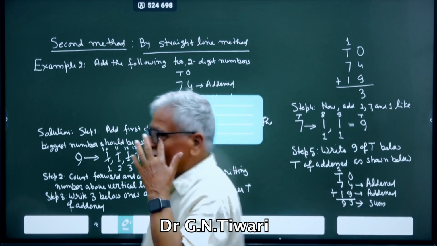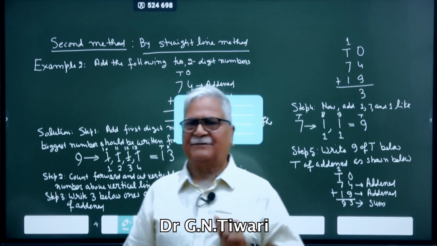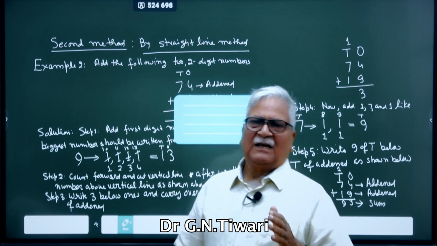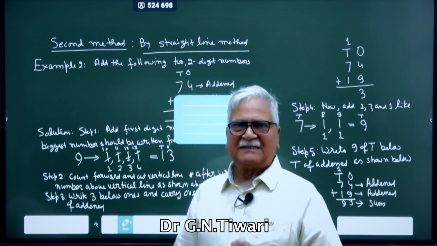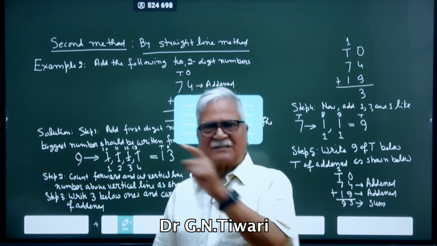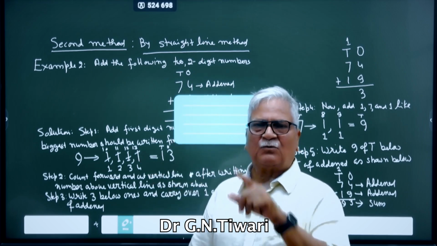These two methods are exactly the same. In both cases forward counting has been used. In the first method, the square symbol has been used. In the second method, the vertical line symbol has been used.